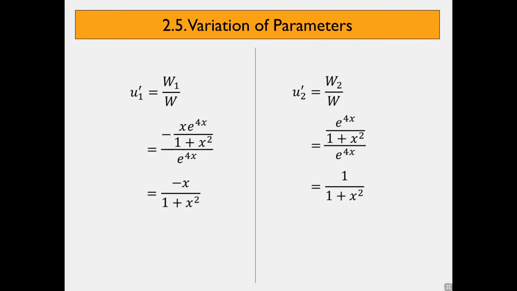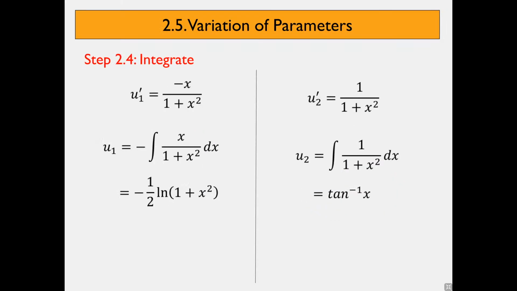Now you can calculate the U1 dash. U1 dash is W1 divided by W, which is minus x e 4x, 1 plus x squared, divided by e power 4x. This one cancels off. The answer is minus x over 1 plus x squared. U2 dash is W2 divided by W, W2 is e power 4x over 1 plus x squared, W is e power 4x. So e power 4x and e power 4x cancel off, so your U2 dash is 1 over 1 plus x squared.